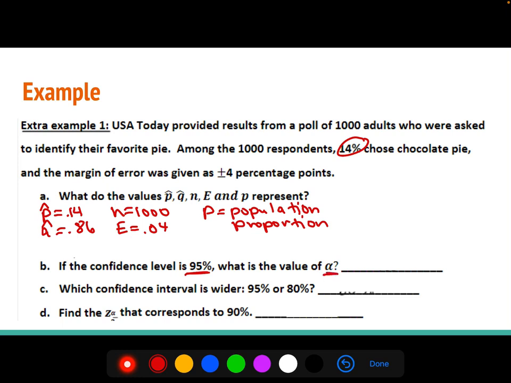Part B, if the confidence level is 95%, what is alpha? Well, 1 minus 0.95 is 0.05, so there's alpha. Which one's wider, 95% or 80%? Well, 95% is pretty restricted, so 80% is going to be wider. You're not as confident, so more numbers are included. Z alpha over 2 that corresponds to 90%, I told you to memorize those, that's 1.645.